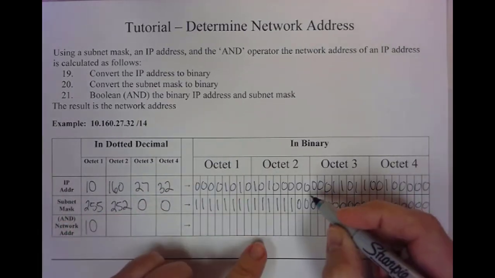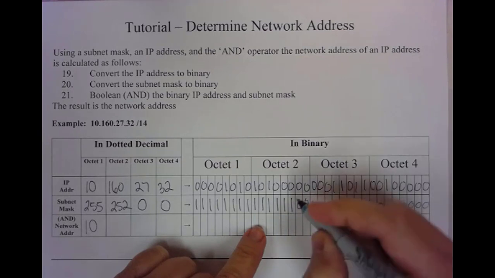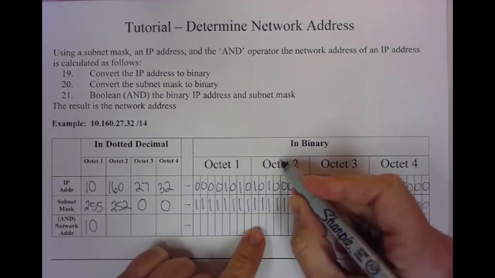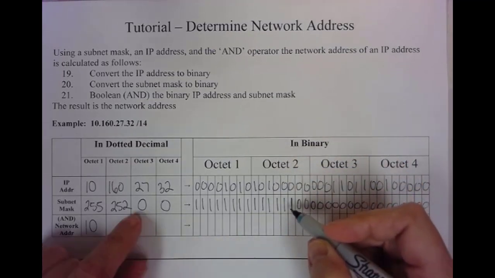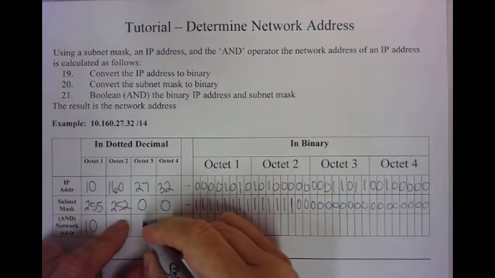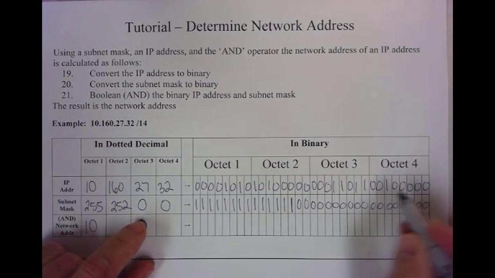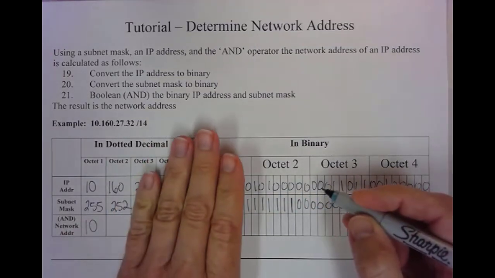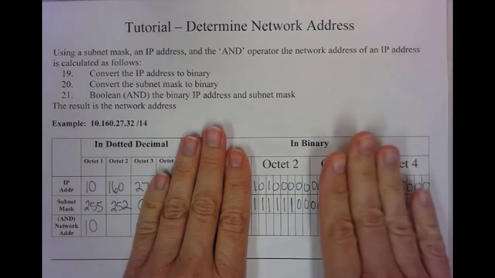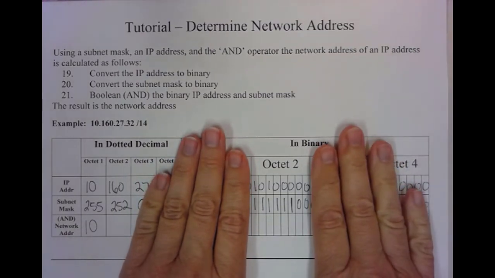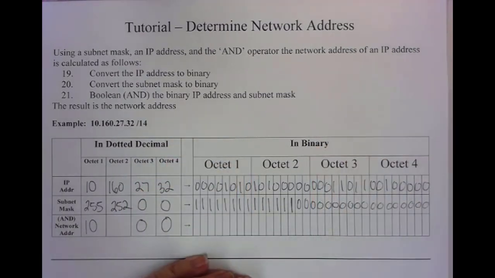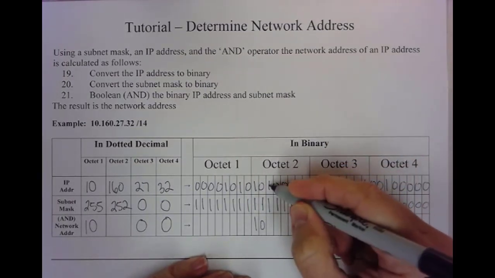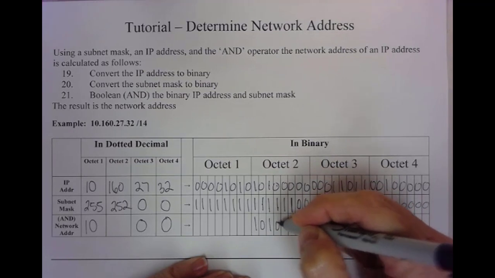The 252, let's come back to that one because I've got the variable length. So I've got the change here in the subnet mask, the second octet. But with a 0, I know that everything will be off. Same in the fourth octet, a 0, everything will be off. So now all I have to do to figure out the network address is look at this second octet. Let's do Boolean. 1 and a 1 is a 1, 0 and a 1, 0, 1 and a 1, 1, 0 and a 1, 0.